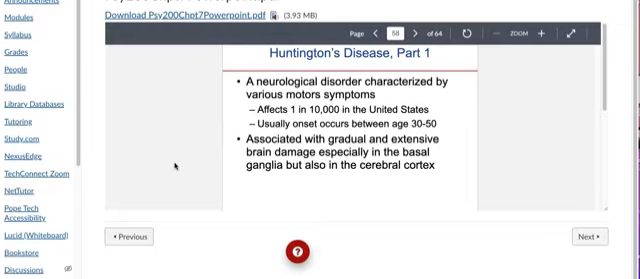Another classic condition is Huntington's disease, a genetic disorder caused by a dominant mutation on chromosome 4. It leads to progressive degeneration of the caudate nucleus and putamen in the basal ganglia. Unlike Parkinson's, which causes too much inhibition, Huntington's causes too little inhibition. Symptoms include chorea, wild, uncontrolled, jerky movements, impaired coordination, cognitive decline, and personality changes as the disease progresses. Huntington's shows what happens when the brain loses the ability to suppress unwanted movements.